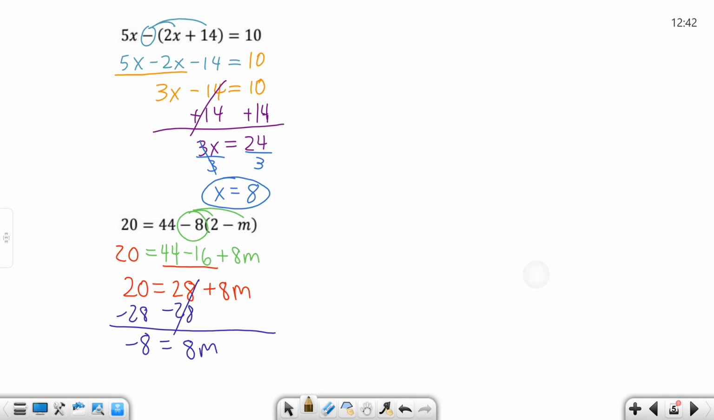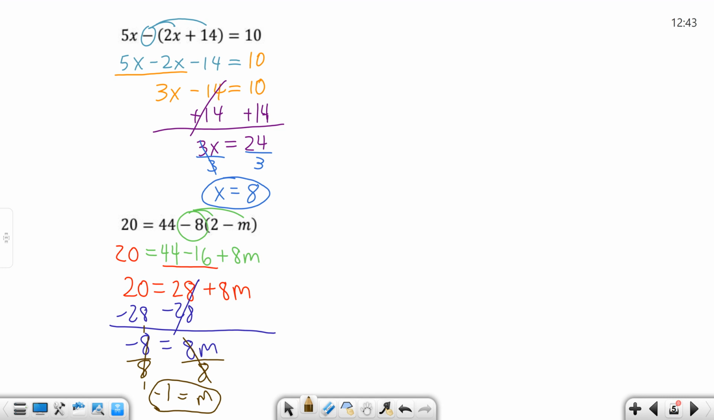And then what do I do? I divide both sides by my coefficient of m, which is 8. Don't look at the left side. Look at the thing times the variable. I get this 8 from right here times the m. All right, so that divides out, and we're left with m equals negative 1, right? 8 over 8 is 1 over 1, and there's a negative there. So m equals negative 1.